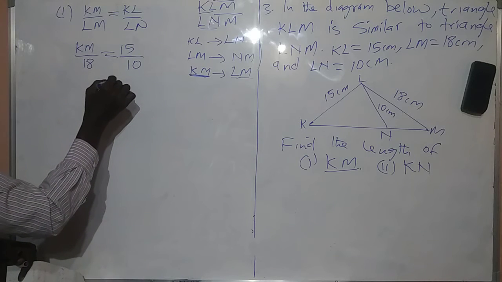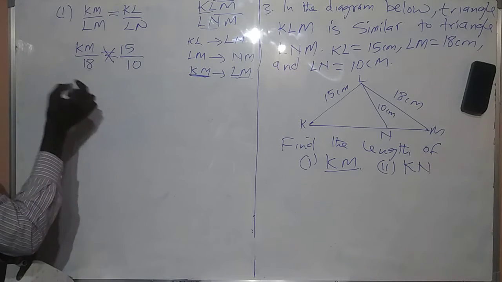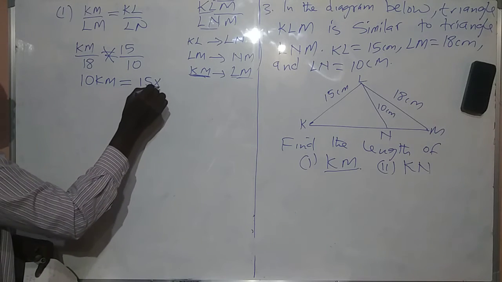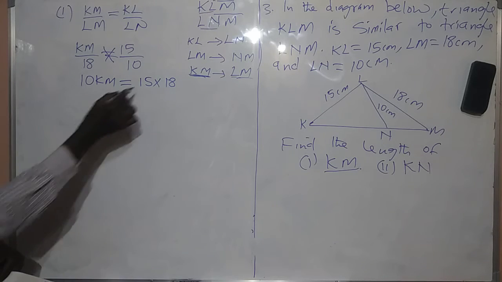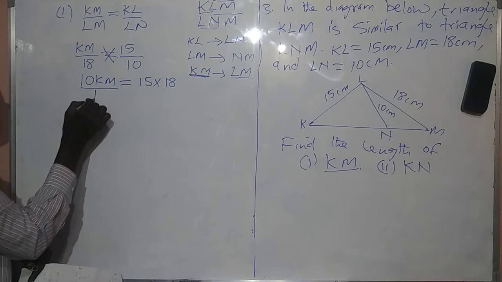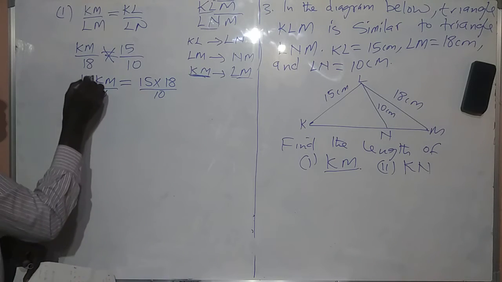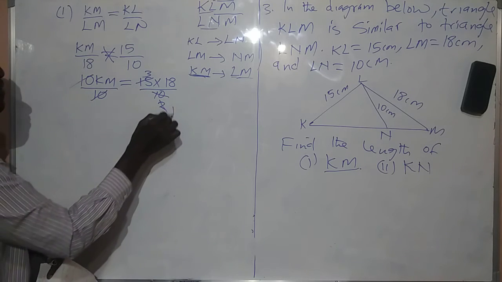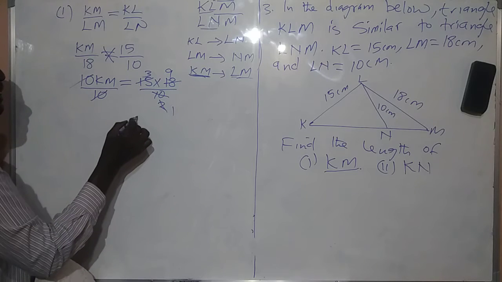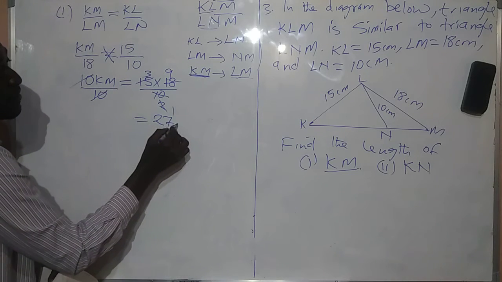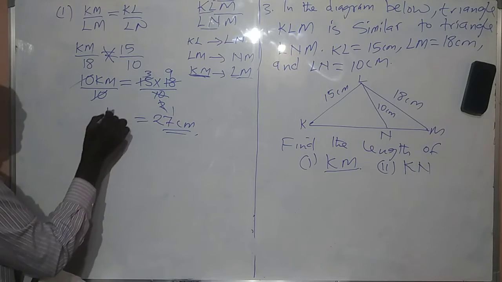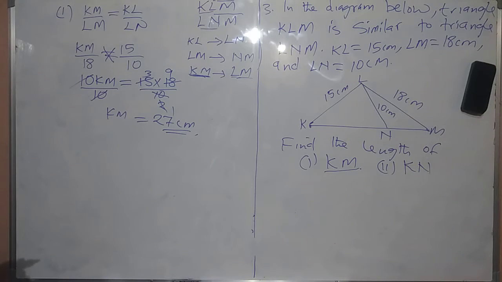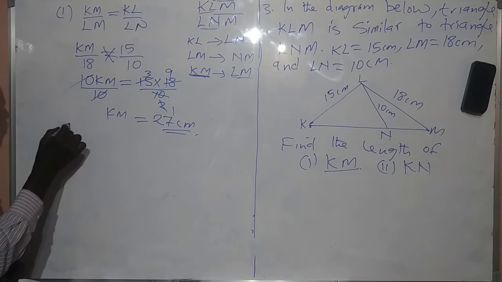So we can cross here like this, and then we are going to have 10 KM is equal to 15 times 18, like this. So don't rush to multiply here. Divide first, divide by 10, divided by 10. Okay, so we have 5 there, 2. 5 into 15, you have 3. 2 there, you have 1. 2 into 18, you have 9. And then you are going to have 3 times 9, which is 27 centimeters. So KM from here up to there, we have 27 centimeters.